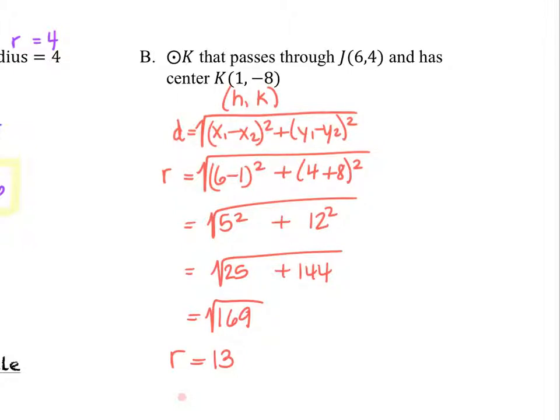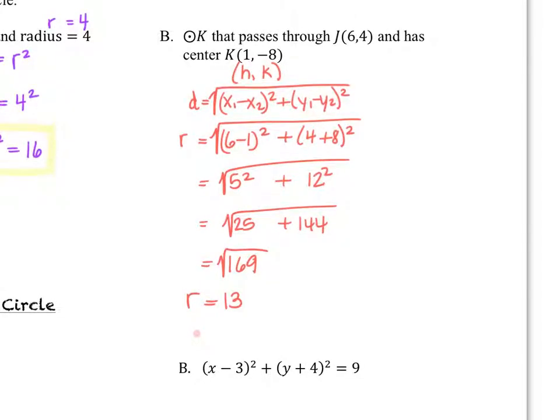Now remember, our objective was actually to write the equation. So we haven't done that yet, but we can. The equation of the circle, if you remember, is x minus h, we were given the h, plus y minus k, we were also given the k, and that is equal to r squared, which is 169. And this is our equation of our circle.